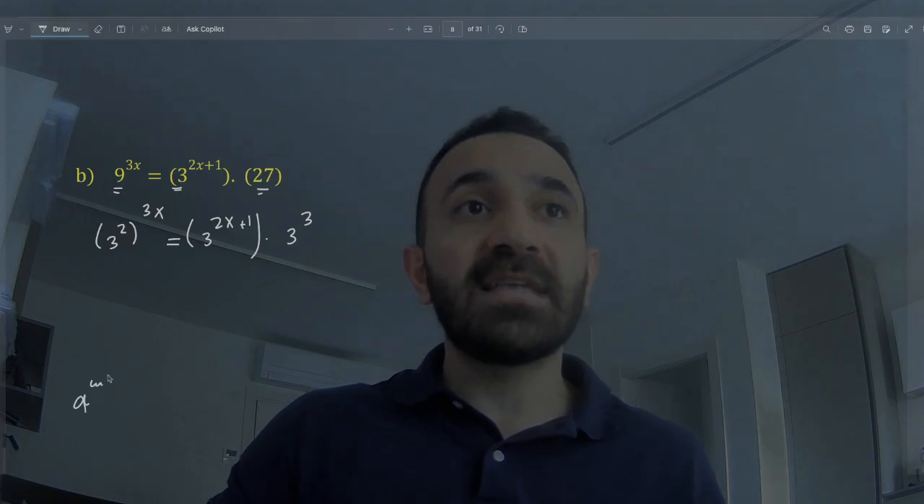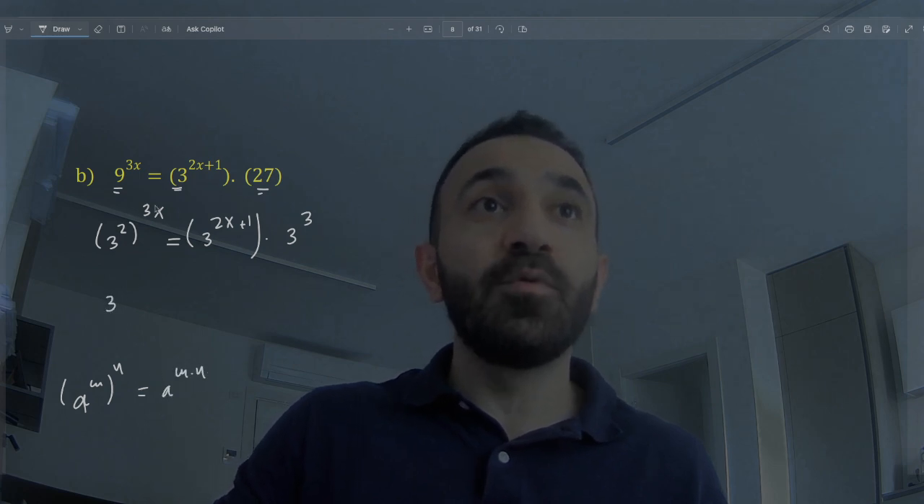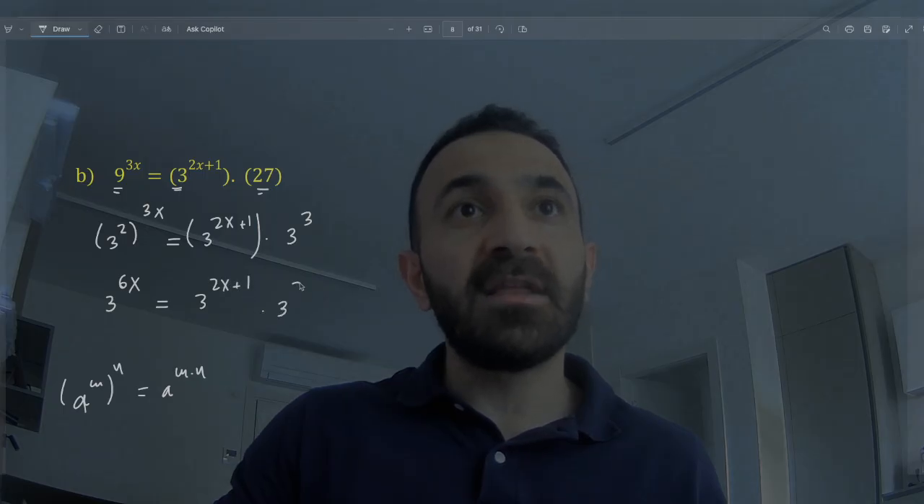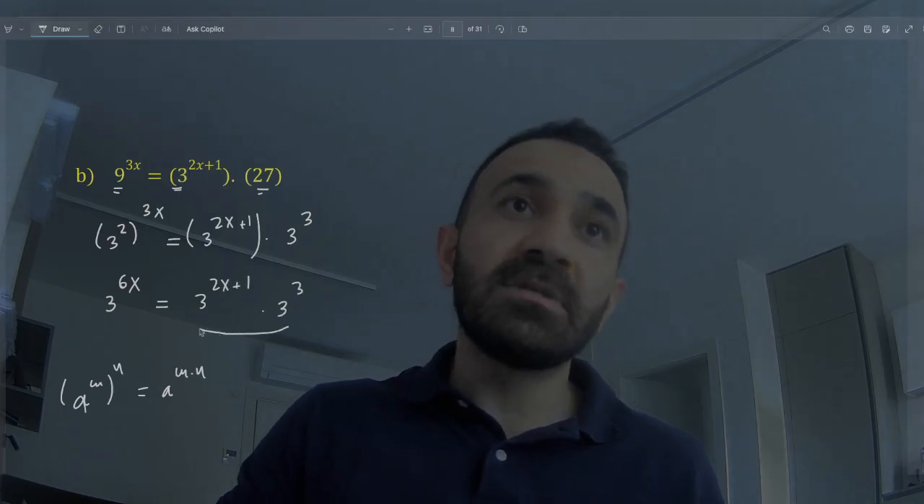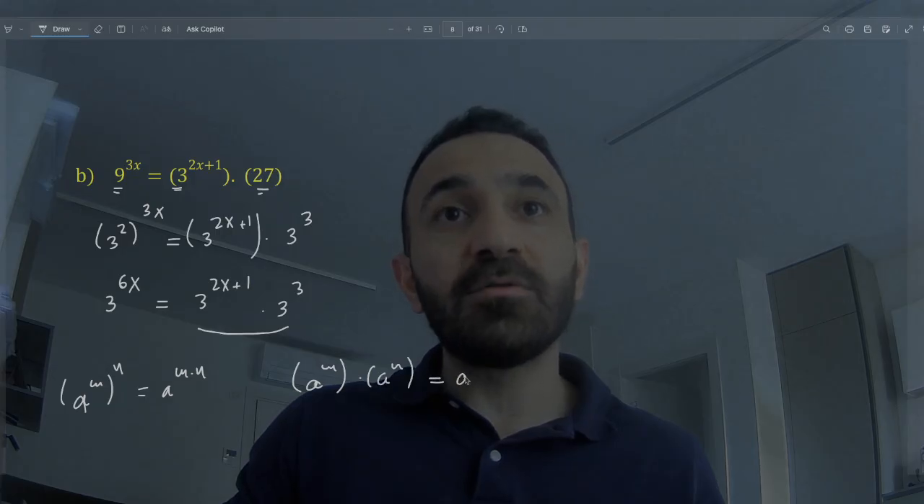Again, I'm going to use the same rule. a to the power of m to the power of n equals a to the power of m times n. So it's 3 to the power of 2 times 3x, which is 6x, equals 3 to the power of 2x plus 1 times 3 to the power of 3. Now I need to simplify this term. We know that a to the power of m times a to the power of n equals a to the power of m plus n.